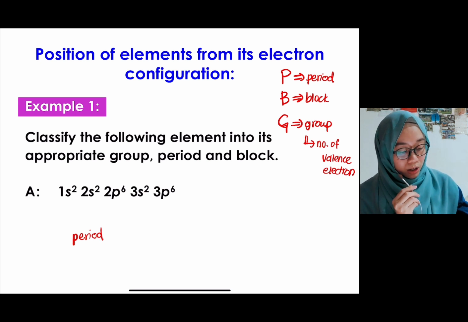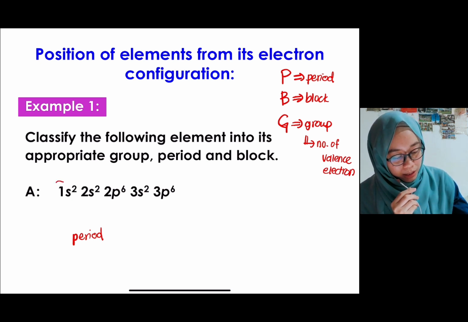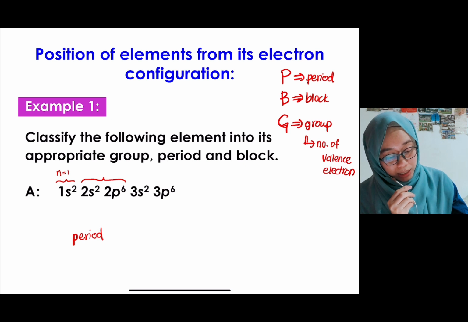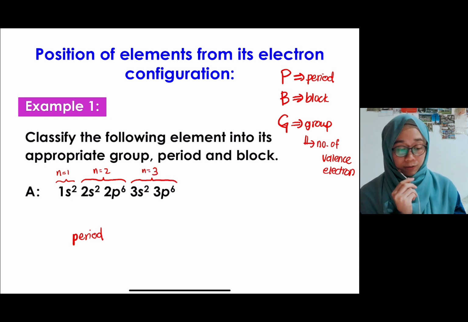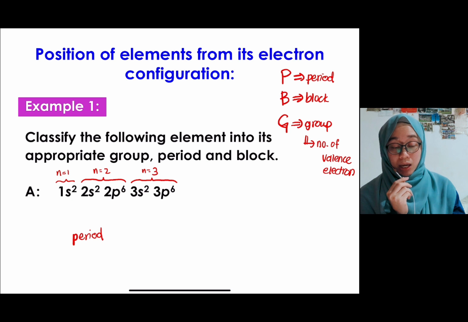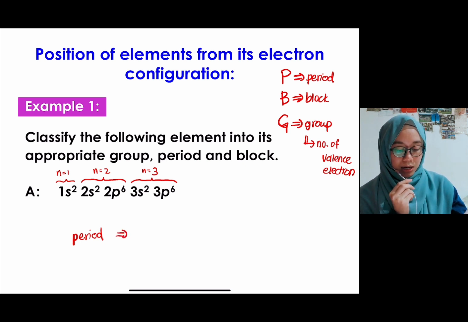Okay, so kalau kita tengok A ni, so A kita ada 1s2 n equals to 1, 2s2 2p6, itu adalah di dalam n equals to 2. And then kita ada 3s2 3p6, which is dalam n equals to 3. Therefore, we can say that element A is in period 3. Okay, so ini dia dalam period 3.